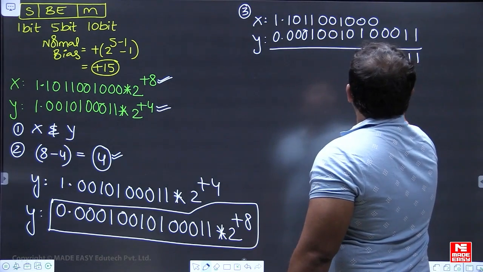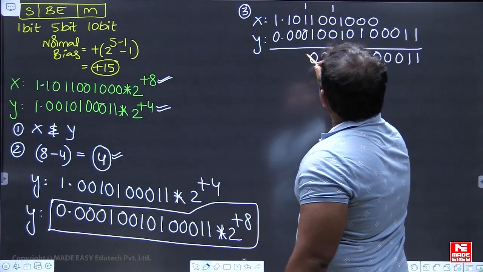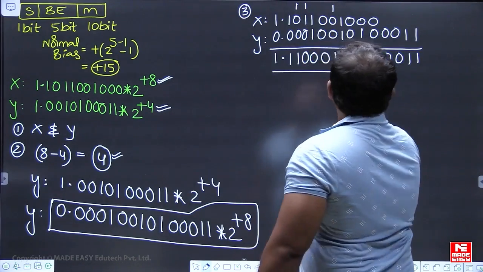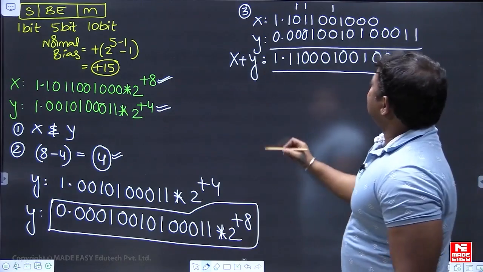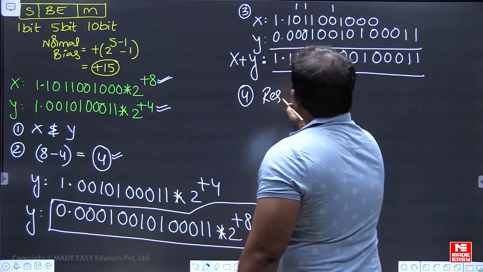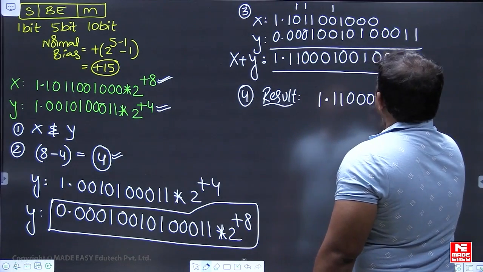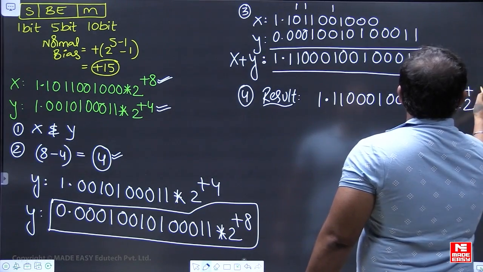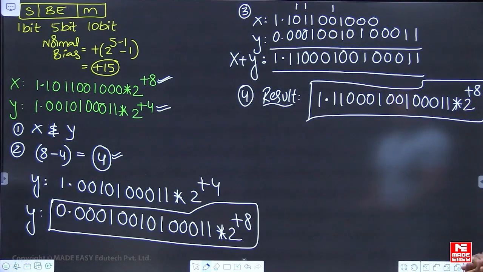This is the result, x plus y. Mantissas are added. Now take the final result. The sign is positive. The final result is equal to 1.11000100010011 into 2 power plus 8. Yes, this is the final result. Is it clear? All right.